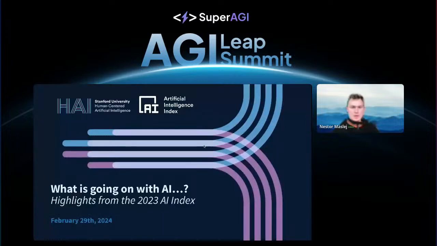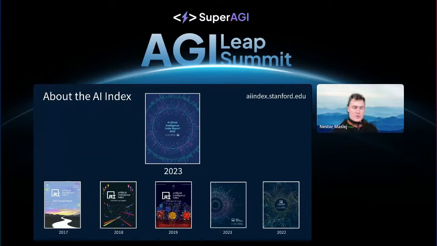All right, so I'm very excited to be here today, and I'm going to be presenting on general trends that occur in the world of AI as told by the 2023 AI Index. For those of you that are not familiar, the AI Index is a report that comes out once a year that tells a story of significant trends that are occurring in the world of AI. And the report has been around now for 7 years or so.